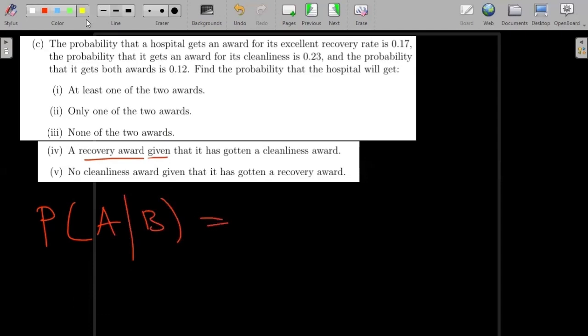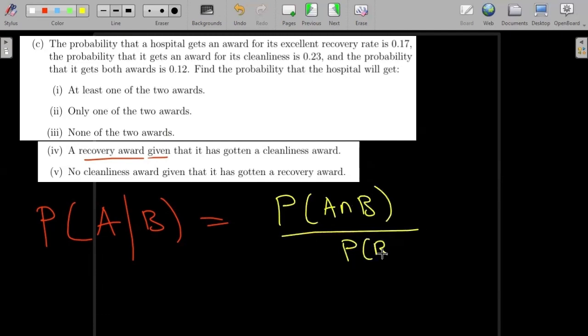So this one, when we expand it, is the same as the probability of A intersection B divided by the probability of B. So this will be equal to the probability of A intersection B, which is 0.12, divided by the probability of B, which is 0.23. So we just punch this now onto the calculator.